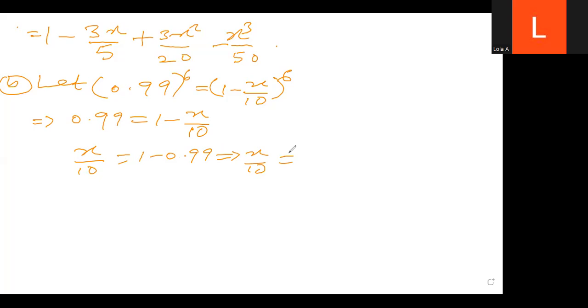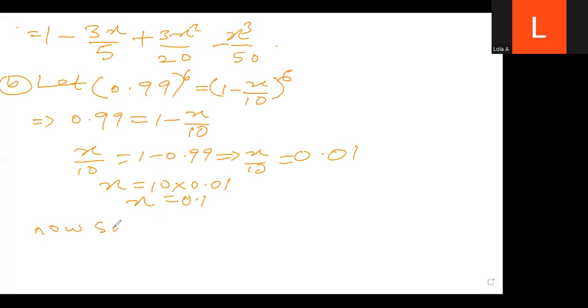That will give us what? 1 minus 0.99 is 0.01. So x will now be 10 times 0.01. x equals 0.1. So you will now substitute 0.1 for x in the expansion that you have obtained in A.